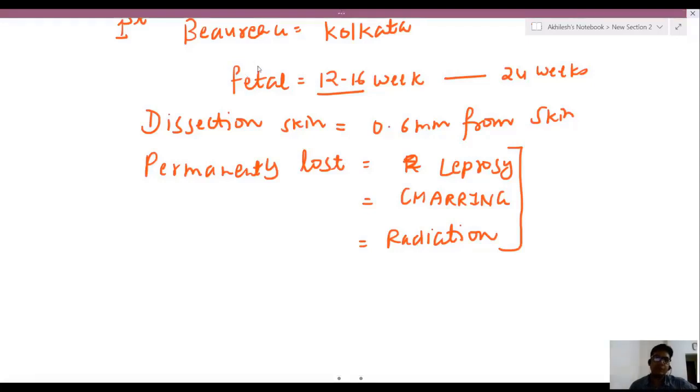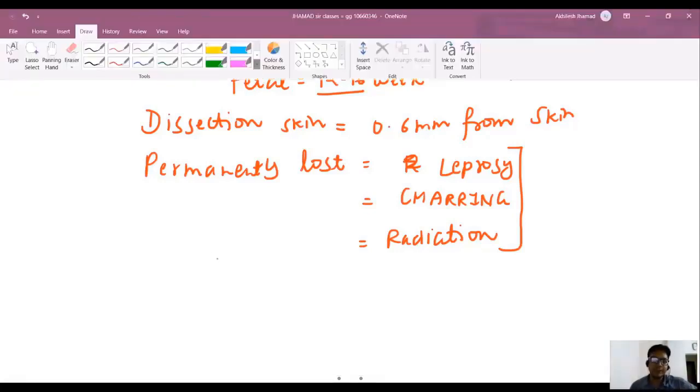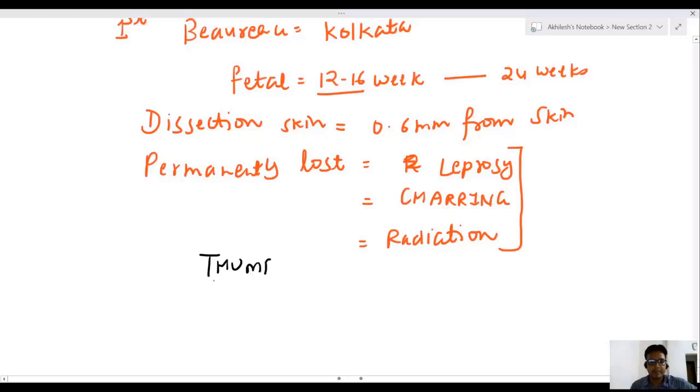Now sir, which is the best finger to get fingerprint? Thumb. The best finger for fingerprint is thumb because thumb has the maximum points.